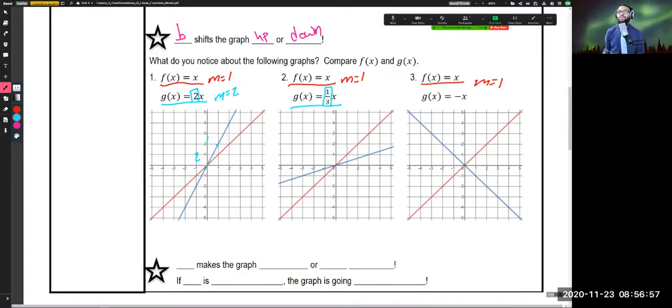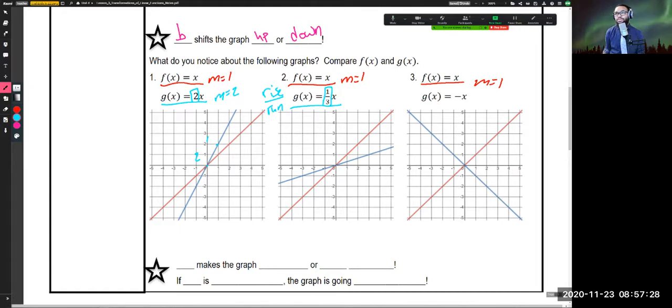So in our parent function, we see we go up 1 over 1, up 1 over 1, up 1 over 1, rise 1, run 1. That's the slope that we're used to. Now, when we look at this transformed function, we see we have a rise of 1 and a run of 3. All right, so if that's something you guys aren't remembering, slope is going to be rise over run.